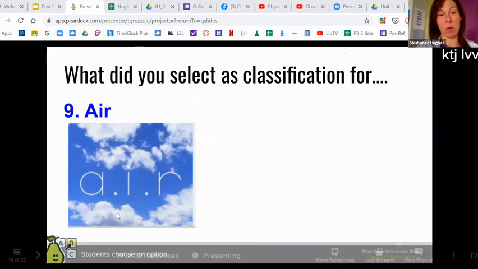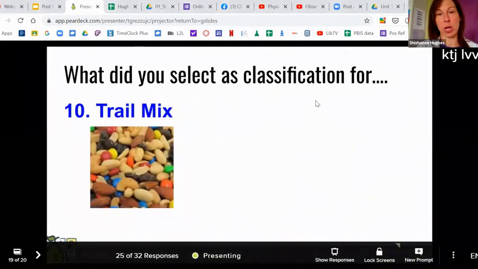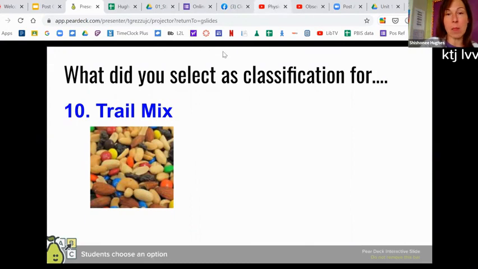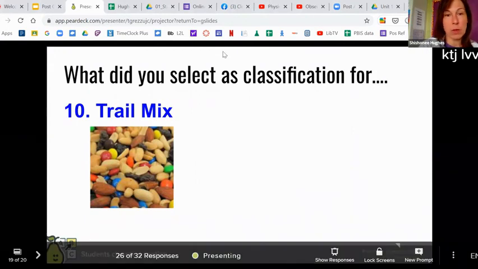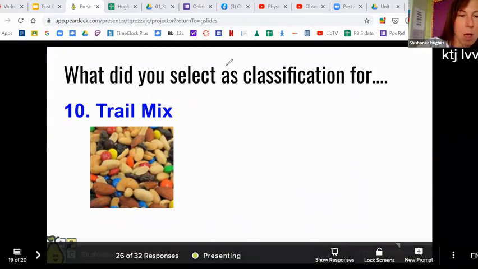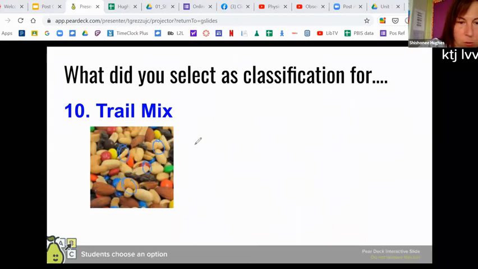And one last one before the bell rings. Trail mix is heterogeneous. How do we know that? Well, you can see the different parts. You can actually see them. All these different little parts. That is a heterogeneous mixture.